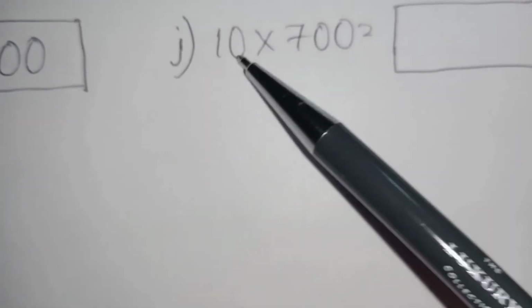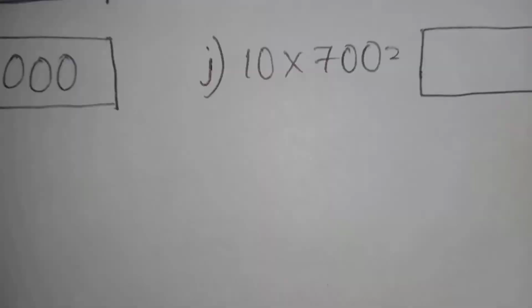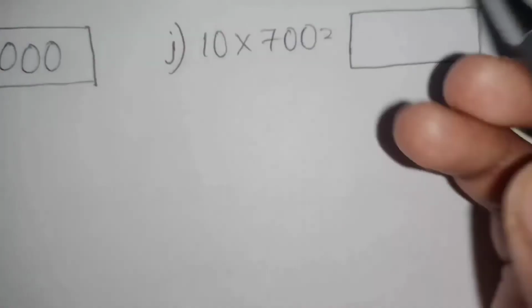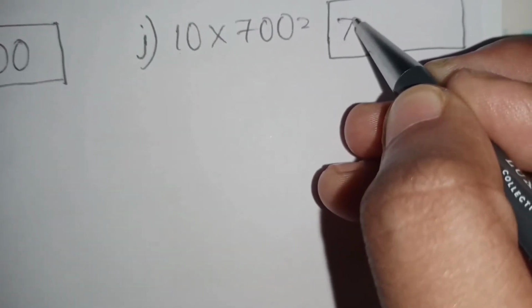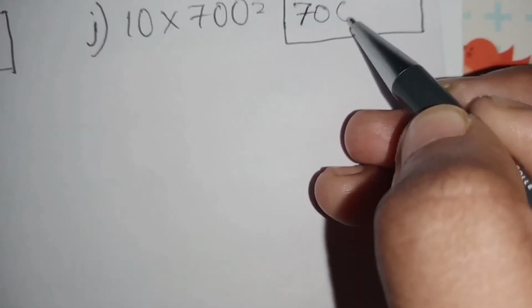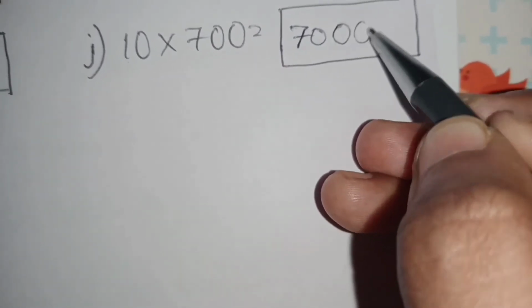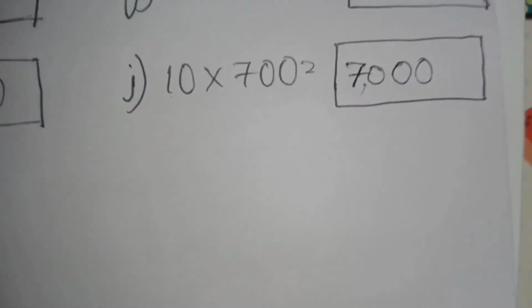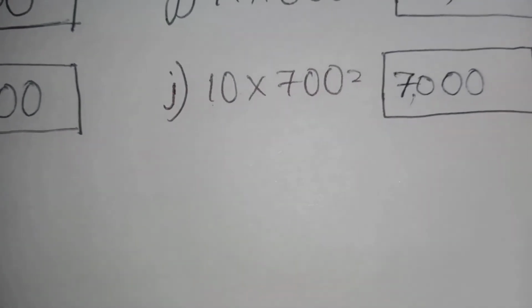J. 10 into 700. So 10 7 ja how much? It is 70. And add these two zeros, 1 2. So what is the answer? 7,000.